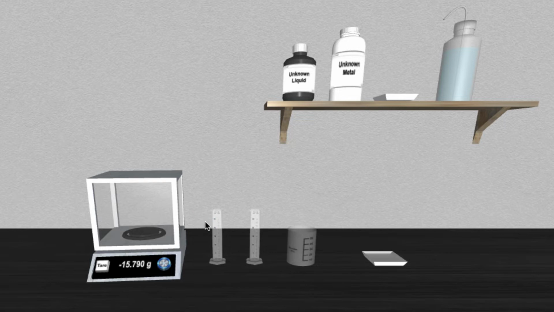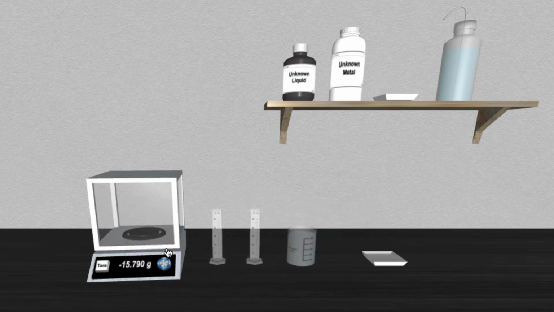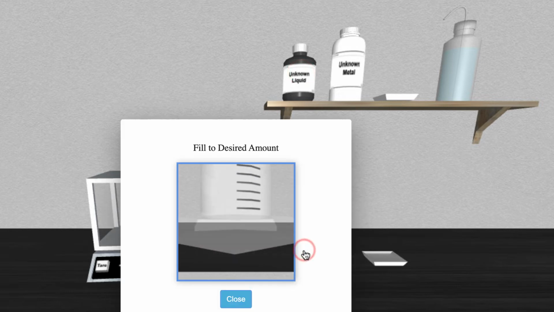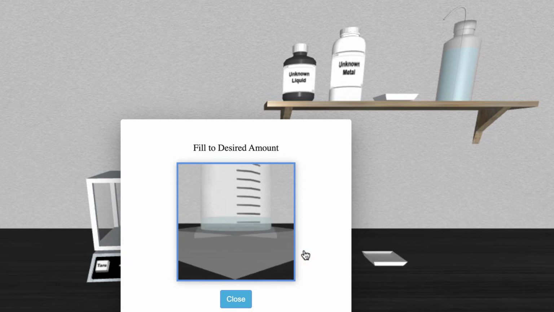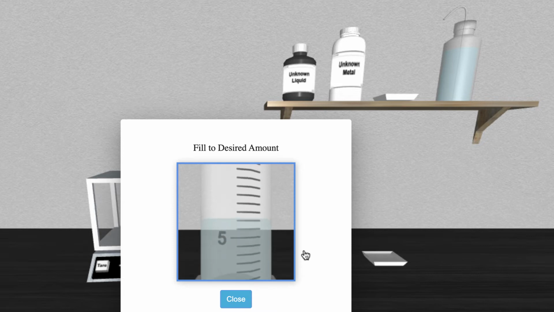To do that, click on the container of unknown liquid and fill the beaker on your benchtop. Then click on that beaker to dispense some of that liquid into the graduated cylinder. Using your up arrow key, fill the graduated cylinder to any desired volume and take note of it.